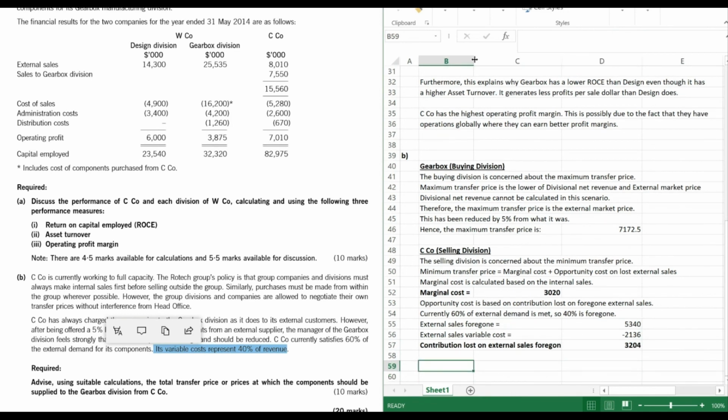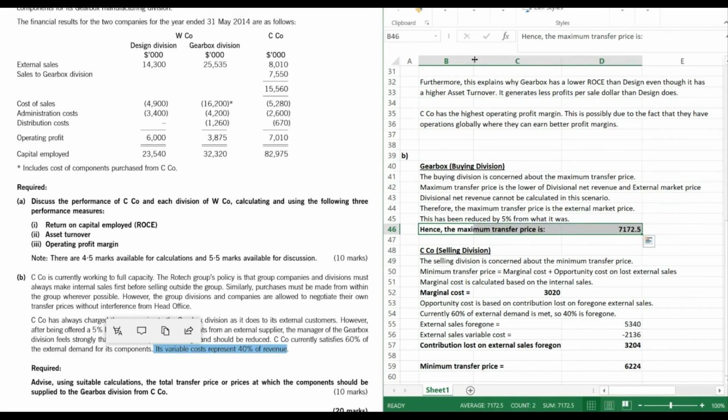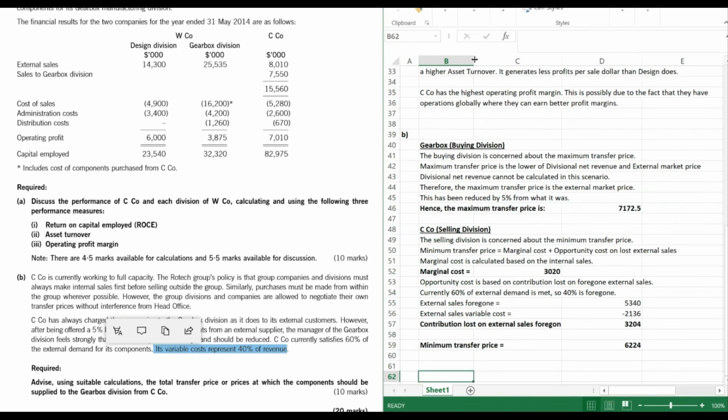Okay. Therefore, minimum transfer price is equal to the sum of the marginal cost 3,020 and the contribution lost from sales foregone, 6,224. Okay. So we have our minimum and maximum transfer price as well. Okay. So we make our conclusion. Let's give a heading to it. Conclusion.